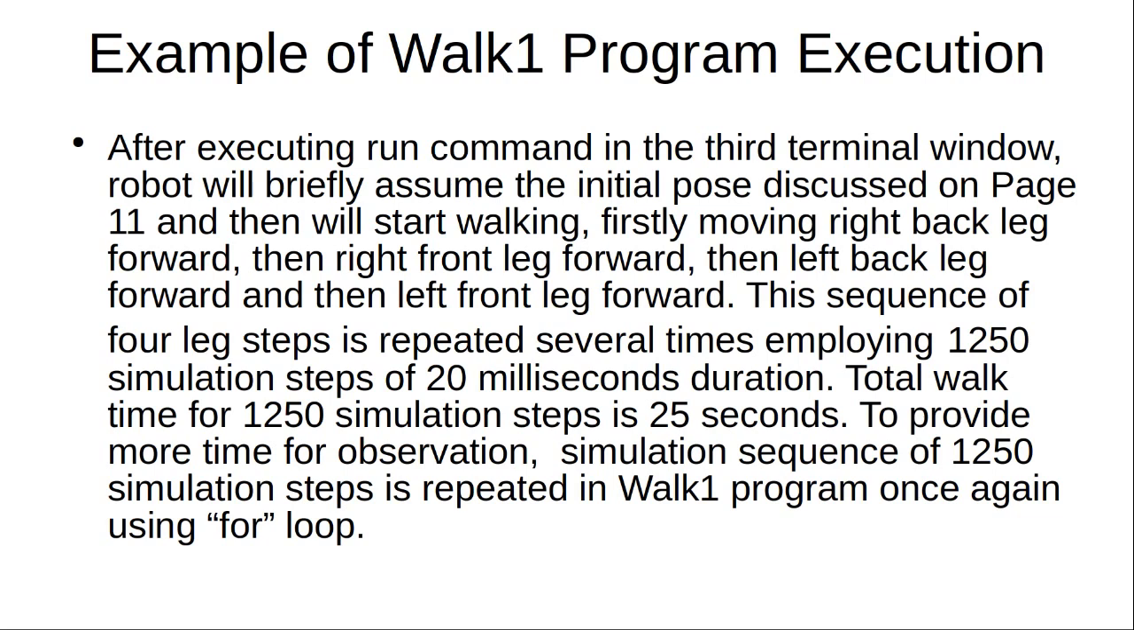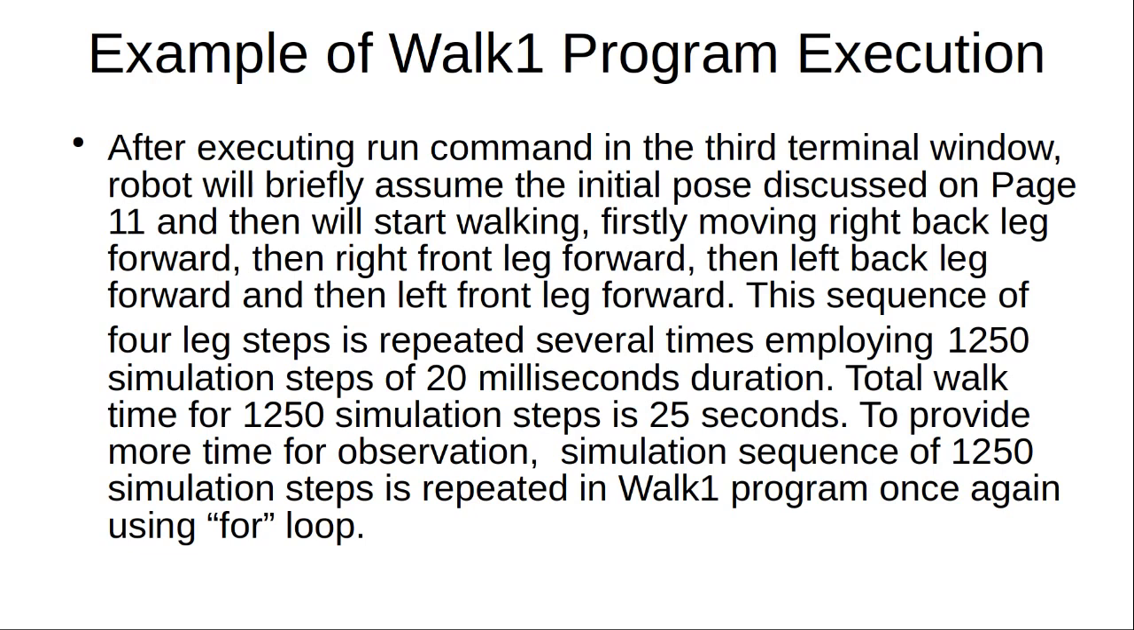Example of walk 1 program execution. After executing run command in the third terminal window, robot will briefly assume the initial pose discussed on page 11 and then will start walking, firstly moving right back leg forward, then right front leg forward, then left back leg forward, and then left front leg forward. This sequence of 4 leg steps is repeated several times, employing 1250 simulation steps of 20 milliseconds duration. Total walk time for 1250 simulation steps is 25 seconds.